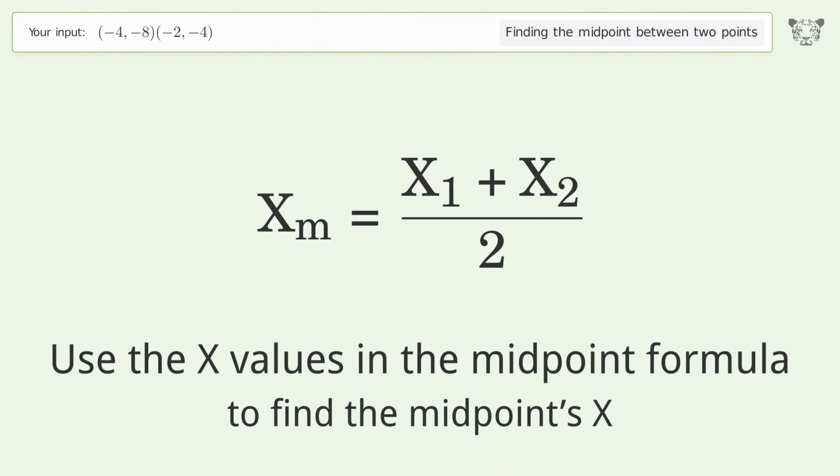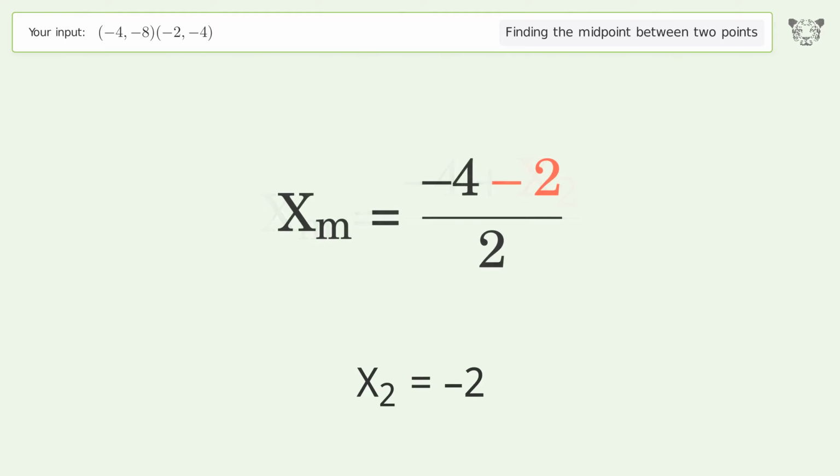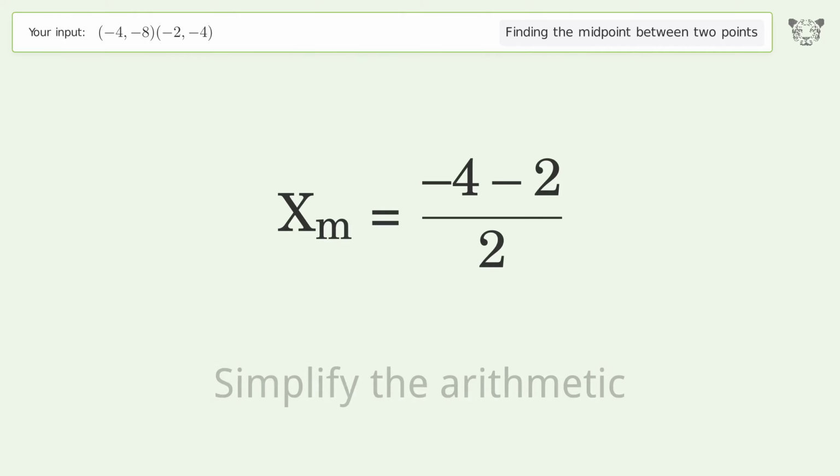Use the x values in the midpoint formula to find the midpoint's x. x1 equals -4. x2 equals -2. Simplify the arithmetic.